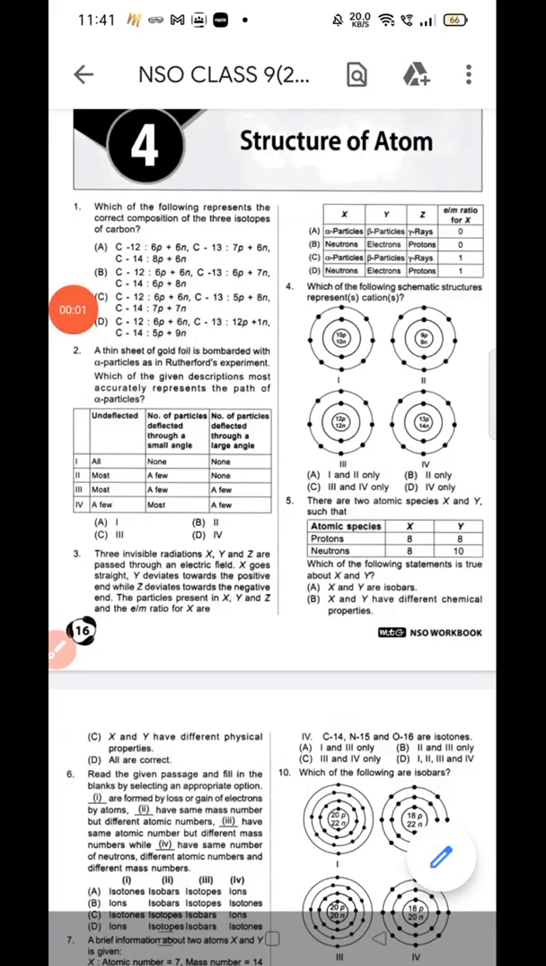Good morning, students. Structure of Atom is our fourth chapter, that is coming in the Olympiad. So, some MCQ question answers, we will practice for that.